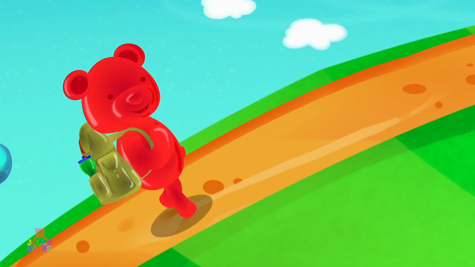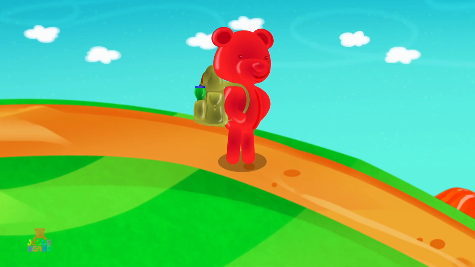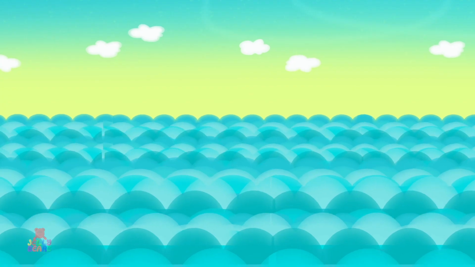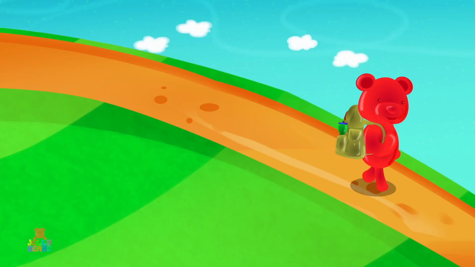The bear went over the mountain. The bear went over the mountain to see what he could see.